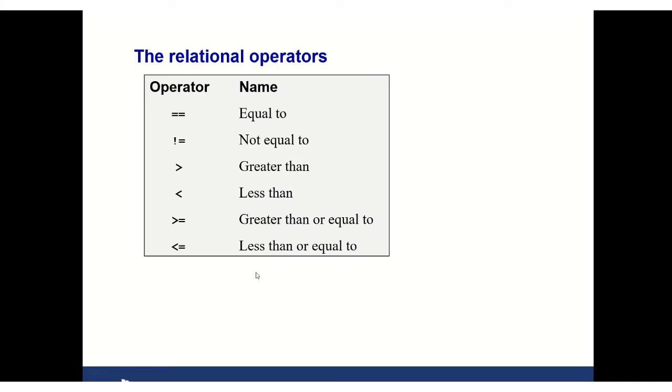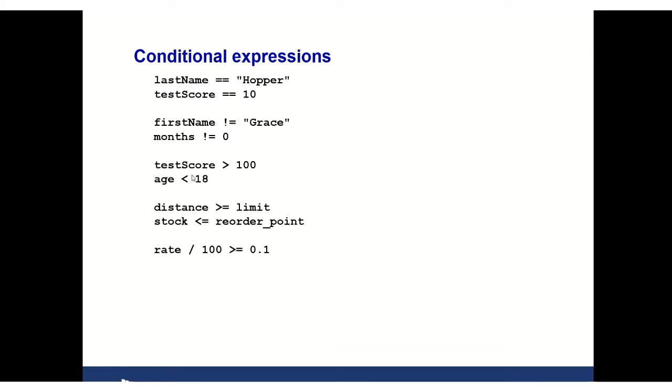So let's start. Now, the relational operators. If you want to compare identifiers, variables, we need the relational operators, right? These are the specific relational operators we are going to use: equal to, not equal to, greater than, less than, greater than or equal to, and less than or equal to. These are the main operators.